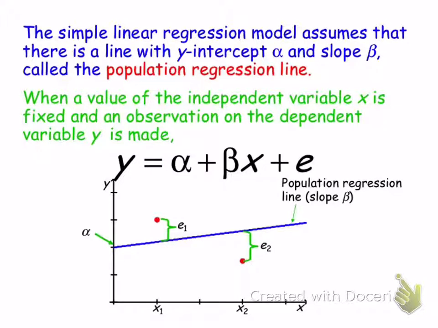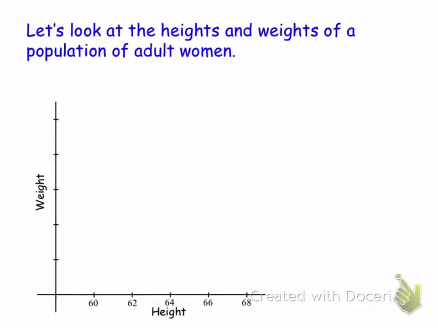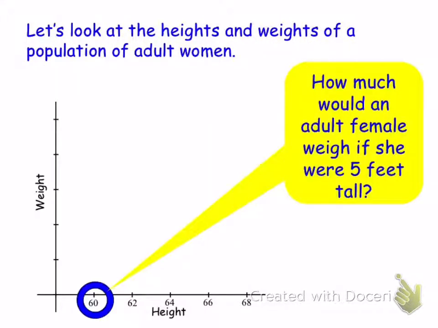So the population slope is beta, alpha would be the y-intercept, and then error would be your residual, or the distance from the line. So here are heights and weights of the population of adult women. How much would an adult female weigh if she were 5 feet tall?